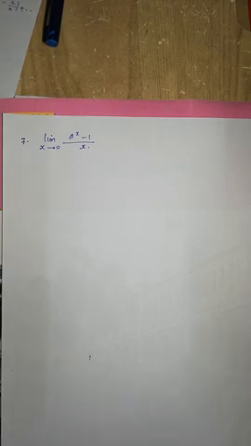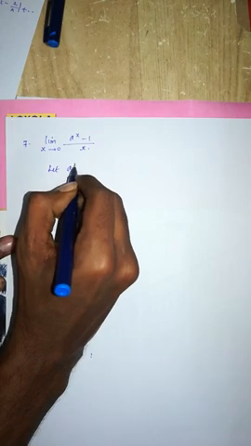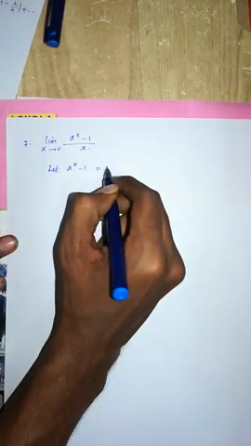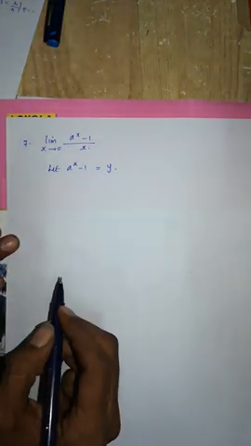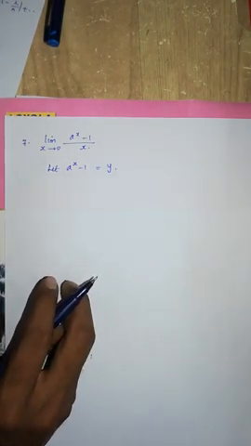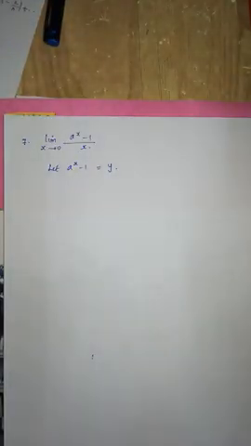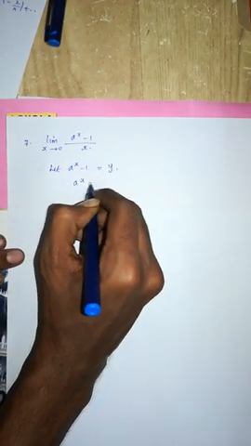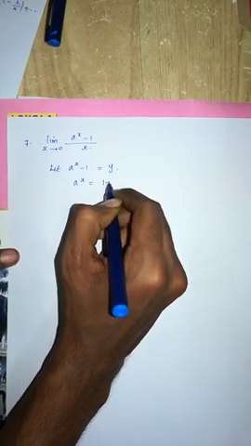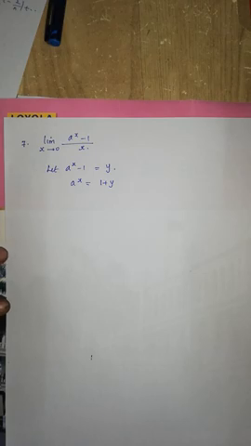So 7th problem, I want to find the limit for this function. For this, first I am taking a power x minus 1 equal to y. So I am taking the numerator a power x minus 1 to be y. Then we see that a power x will be 1 plus y, if I take minus 1 to the right hand side, it will become 1 plus y.